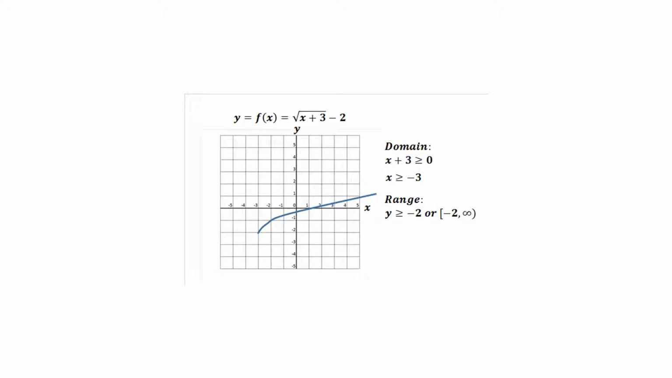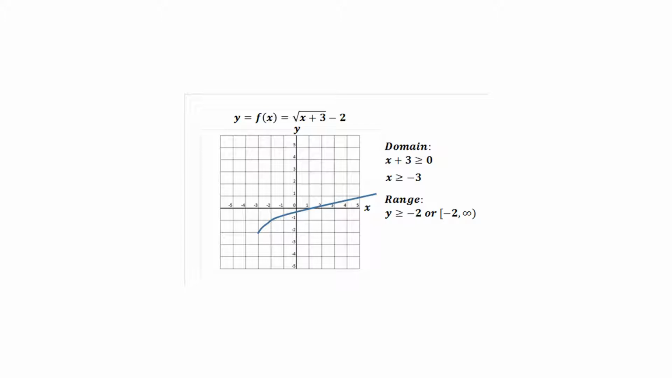Here we have f of x is equal to the square root of x plus 3 minus 2. Now we have to have x plus 3 greater than or equal to 0. So we see on the right hand side the domain, and if you move the 3 to the other side, you simply change the sign. So x must be greater than or equal to negative 3. So we slide over 3 from the origin, 0, 0.